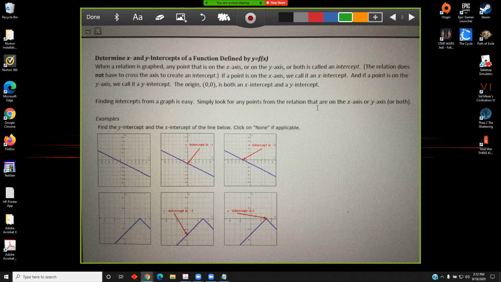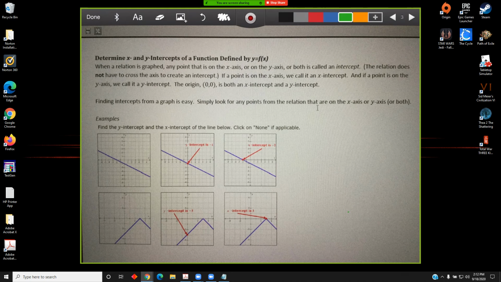The topic of this video is determining the x and y-intercepts of a function defined by y equals f of x when that relation is shown as a graph. When a relation is graphed, any point that is on the x-axis or on the y-axis or both is called an intercept. The relation does not have to cross the axis to create an intercept.